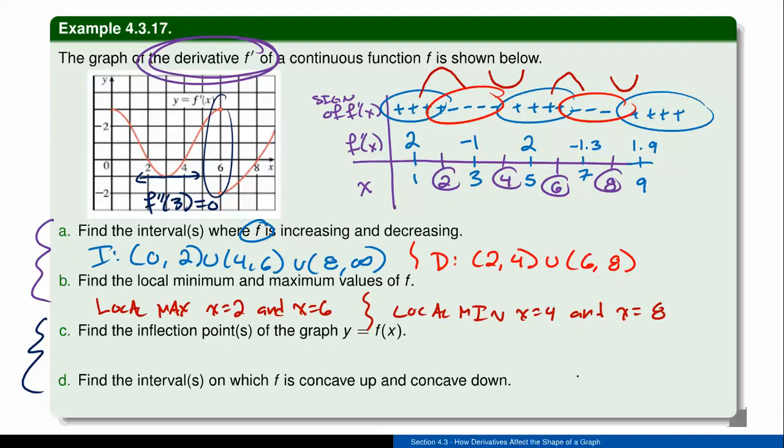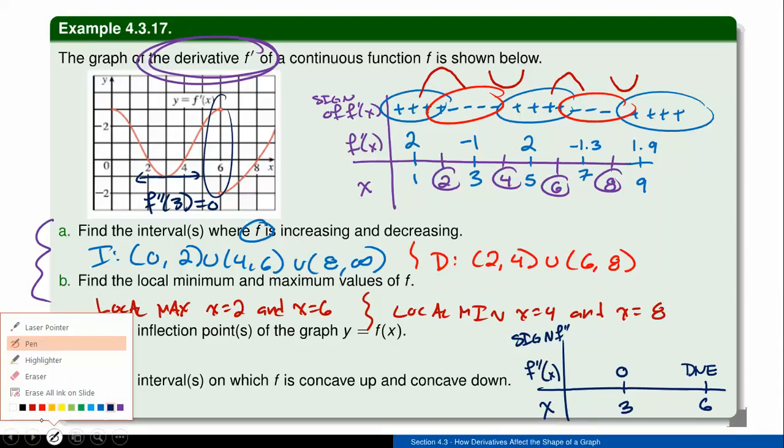So what I'm going to do is create another one of these little tables of values. I'm going to have x values down here, and my second derivative values here, and then I'm going to talk about what is the sign of that second derivative. The interesting point that I want to test is 3, and I know that my second derivative there is going to be a 0. At 6 is also going to be an interesting point, and my second derivative there does not exist. So I want to test some points around those things.